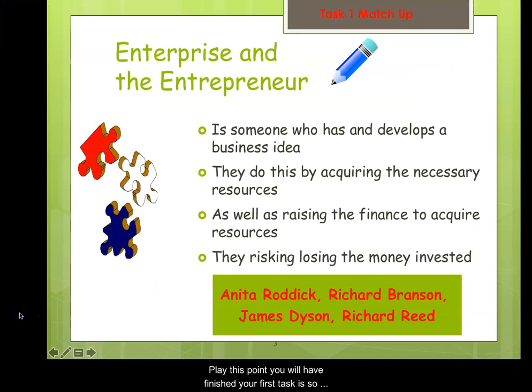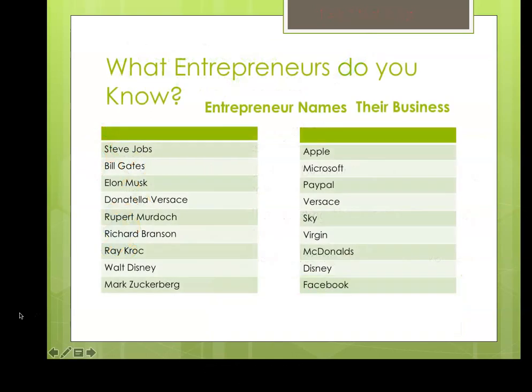By this point, you will have finished your first task, so we're going to move on to the next slide, which actually has the answers on them for you. So, we have Steve Jobs, who of course founded Apple. We have Bill Gates with Microsoft. We have Elon Musk with PayPal. We have Donatella Versace with Versace. We have Rupert Murdoch for Sky. We have Richard Branson for Virgin, Ray Kroc with McDonald's, Walt Disney with Disney, and Mark Zuckerberg with Facebook.